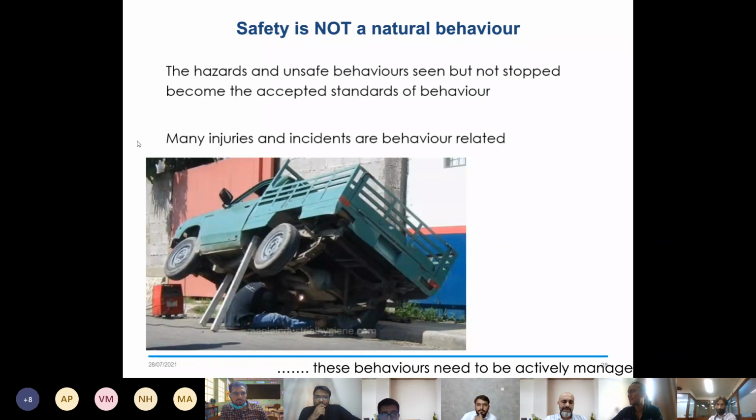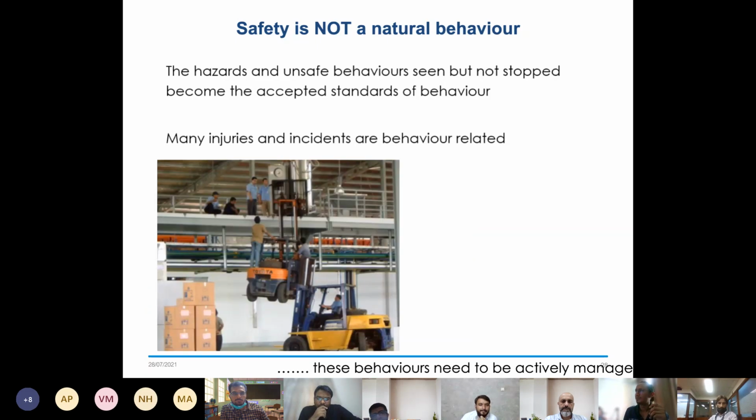Even like this photo, any hazard or incident in this world is related to unsafe behavior. They know they can do that, but still they have no choice. That's the common term: they have no choice.